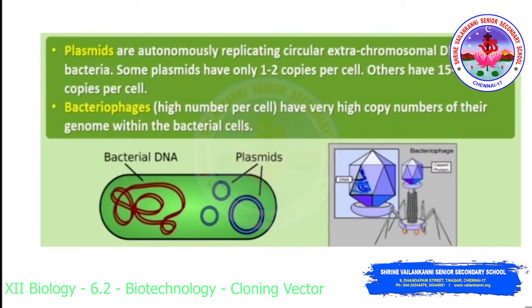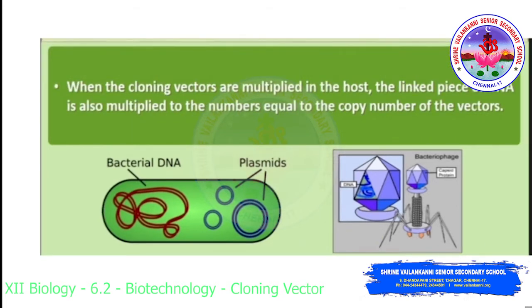A plasmid is an autonomously replicating circular extrachromosomal DNA of bacteria. Some plasmids have only 1 to 2 copies per cell, others have 15 to 100 copies per cell. Bacteriophage has a very high copy number of the genome within the bacterial cells. When the cloning vectors are multiplied in the host, the linked piece of DNA is also multiplied to a number equal to the copy number of the vector.